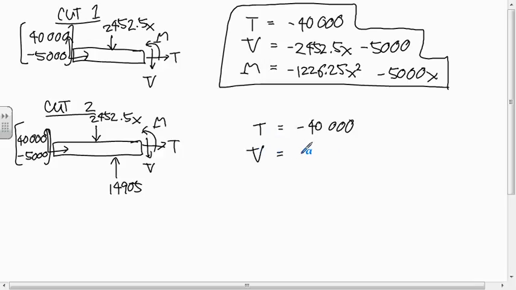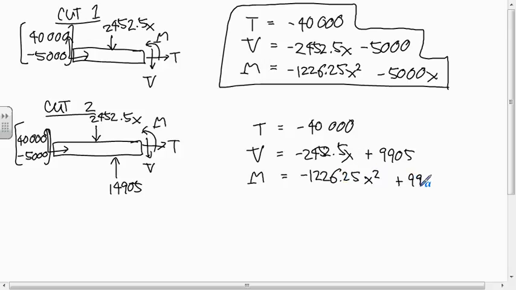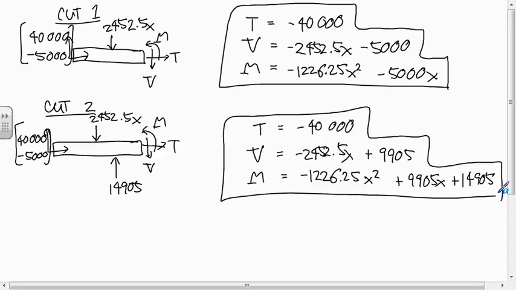Shear force is negative 2452.5x. Nope, that's the wrong one. 2450. Okay, x plus 9,905. And then the bending moment is equal to negative 1226.25 x squared plus 9,905x plus 14,905. And again, the derivatives work there. When x is equal to 2, this is 0, so that makes sense.